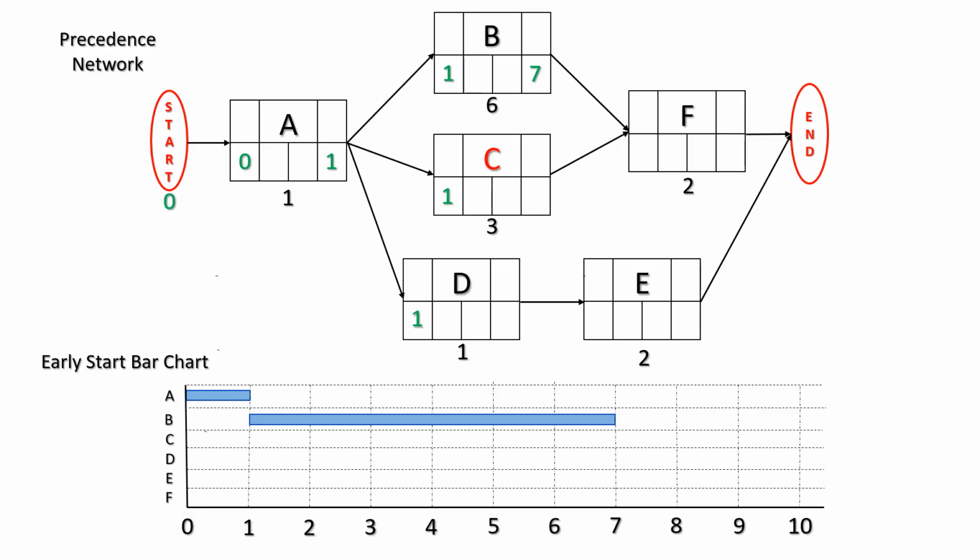Now moving down to activity C, it has an early start of 1, so we can again calculate the early finish.